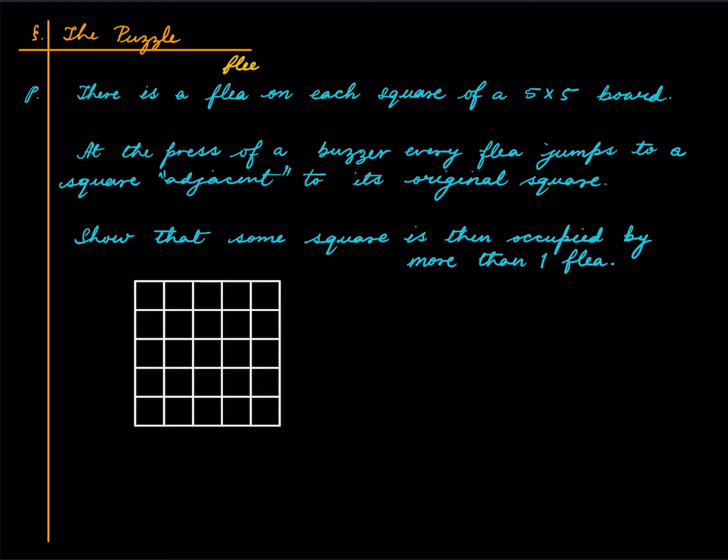And then the problem asks to show that after this jumping has happened, there will be some square which will be over-occupied, meaning it will be occupied by more than one flea. Originally there was exactly one flea on every square, but once every flea makes a jump to an adjacent square, then at the end of this jumping bonanza, there will be at least one square in which there will be at least two fleas.